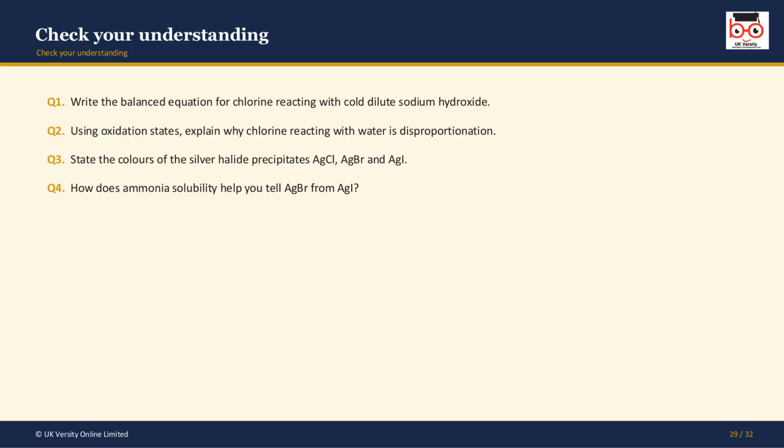Let's check your understanding before we finish. Can you write the balanced equation for chlorine reacting with cold dilute sodium hydroxide? Using oxidation states, can you explain why chlorine reacting with water is disproportionation? Can you state the colors of the silver halide precipitates, silver chloride, silver bromide, and silver iodide? And how does their solubility in ammonia help you tell silver bromide from silver iodide?